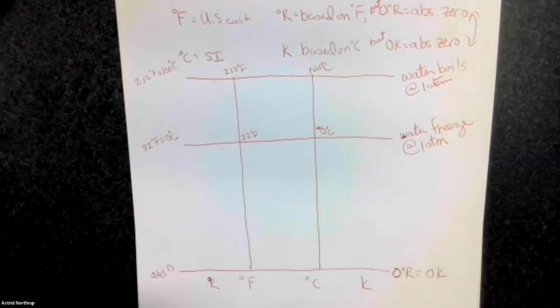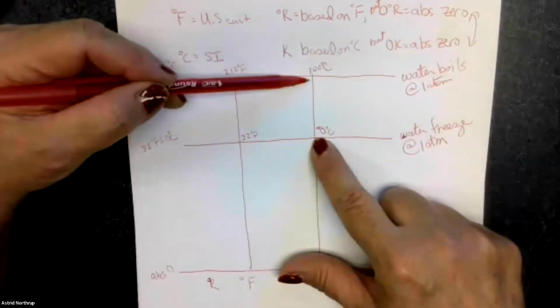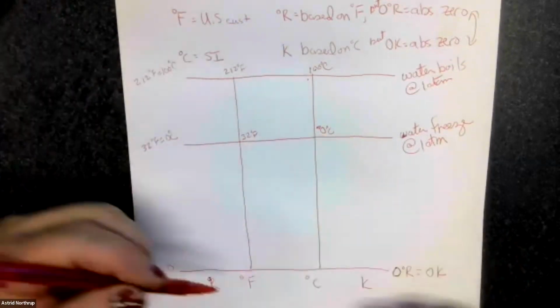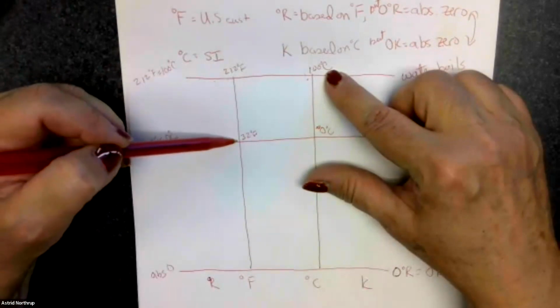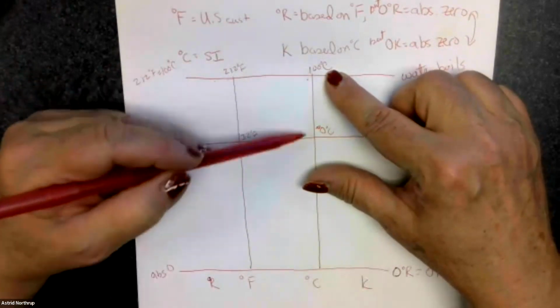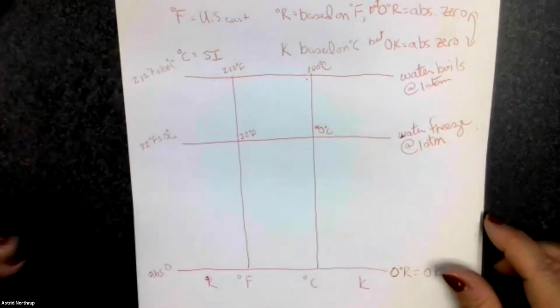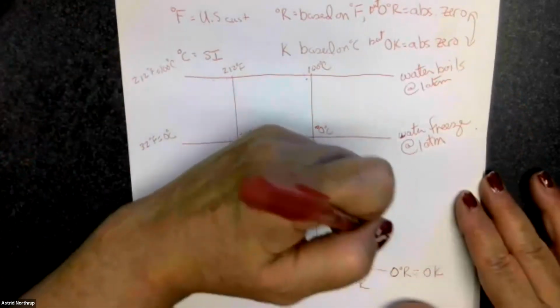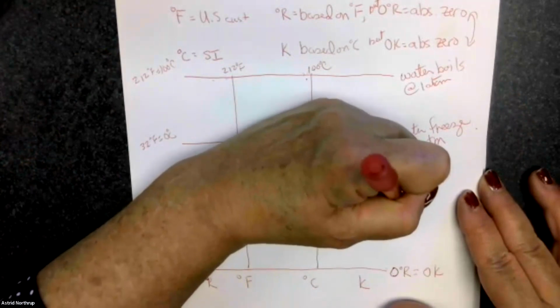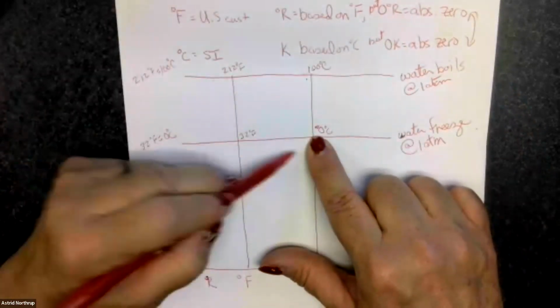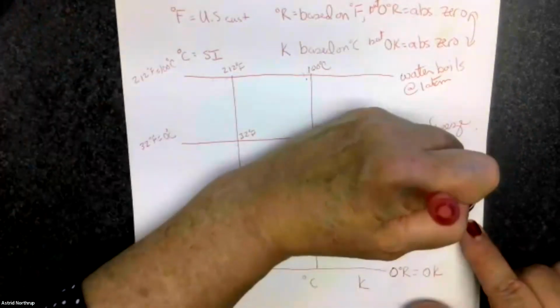So what that means is that the span of a degree centigrade is bigger. Centigrade and Celsius, I use those two terms interchangeably, but the span is larger. And the fraction, if you take 212 minus 32, that's 180. 100 minus 0 is 100. 180 divided by 100 reduces to 9/5. So that means that there's a factor of 9/5, and there's also an adding or subtracting of 32.